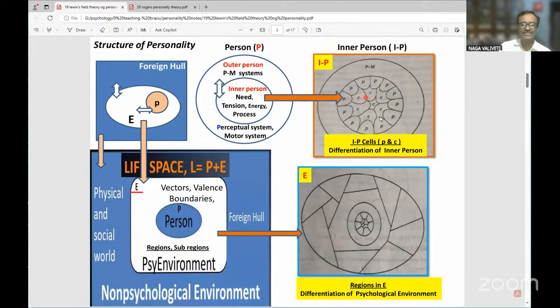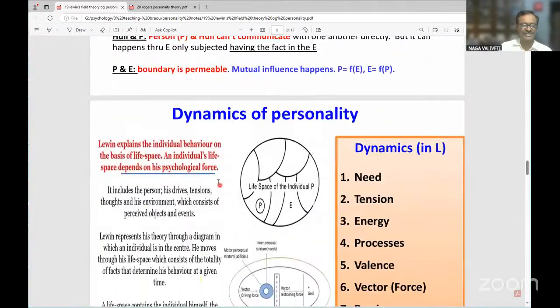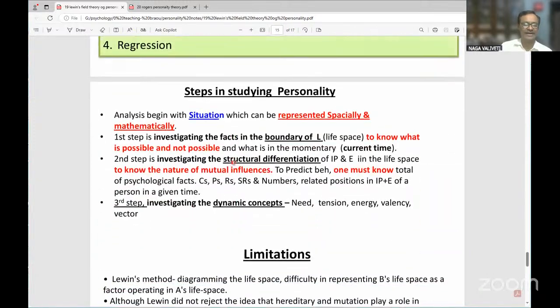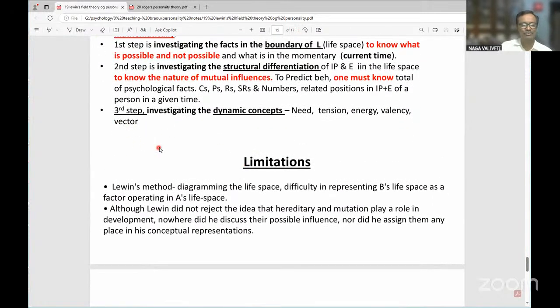Then there is a differentiation between the inner person and the inner psychological environment. This is about the limitation; for beginners it is very difficult to understand. The geometrical, mathematical and scientific explanation is there. He did not focus more on heredity, mutation and genetic influences, but of course a scant reference was given. And then the major contribution: somebody asks you what the nature of psychology is, somebody writes that it is a science, somebody writes art.